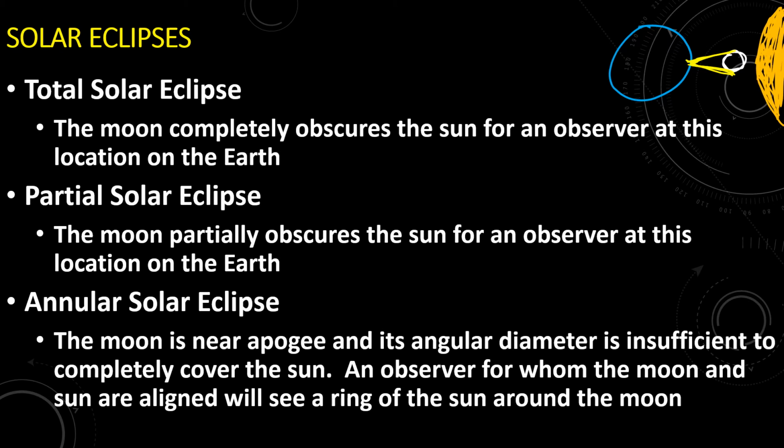So to give you an idea of annular, I've got the sun here, and the moon would block out most of it, but you'd still see the sun in the background a little bit. Anyway.